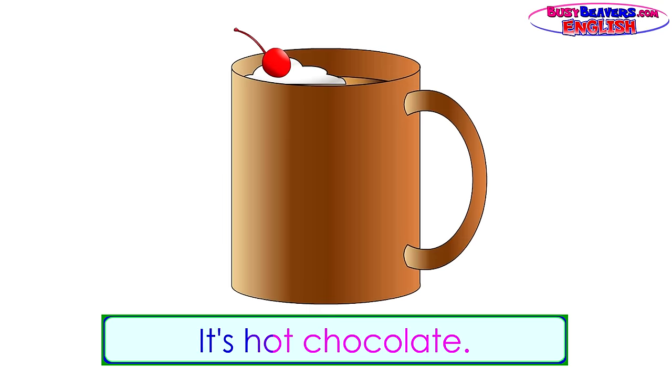Where is Mr. Gorilla? He's in the supermarket. What is Mr. Gorilla doing? He's buying a watermelon.